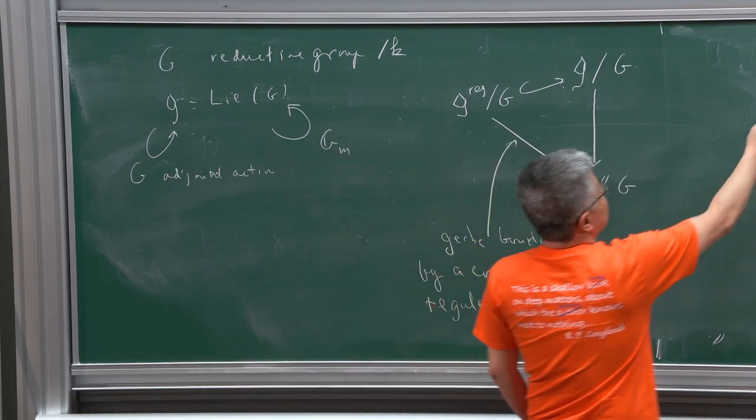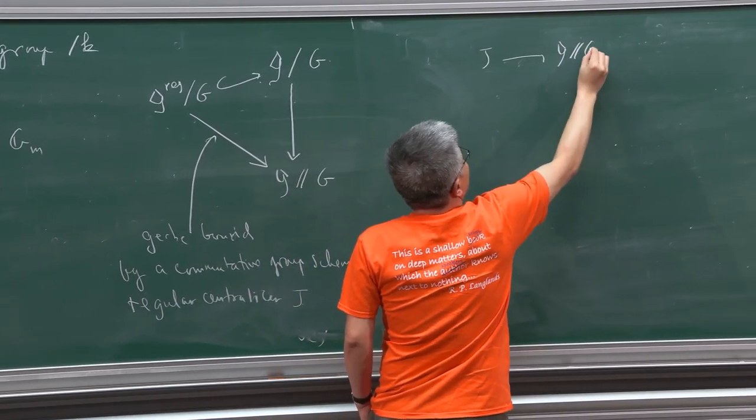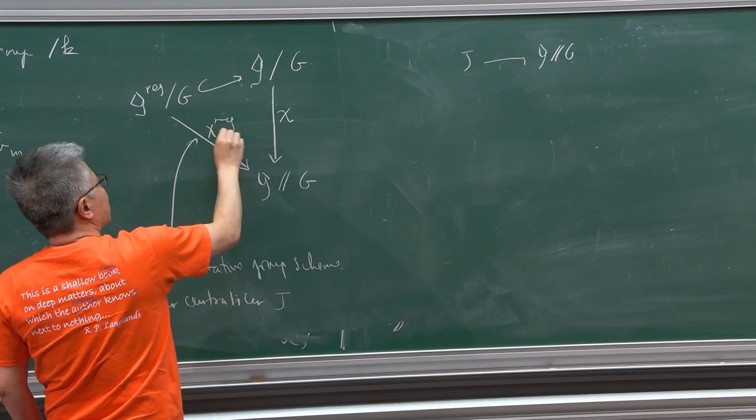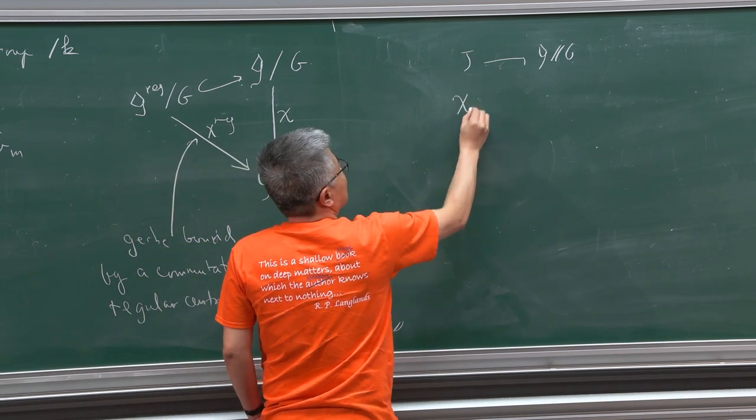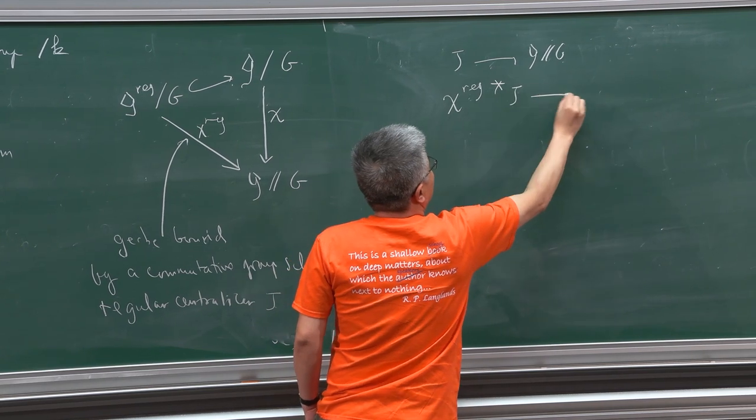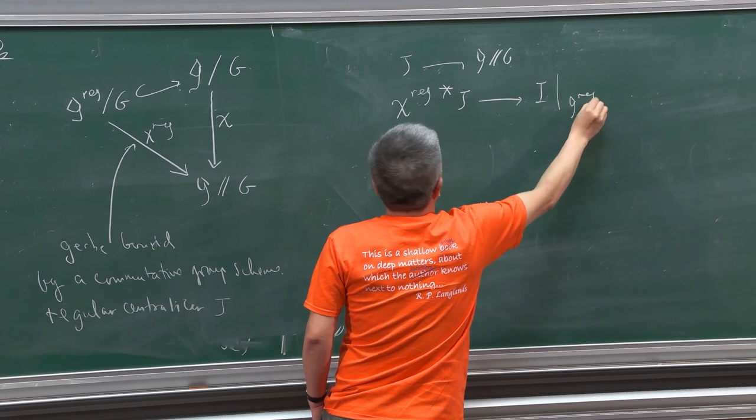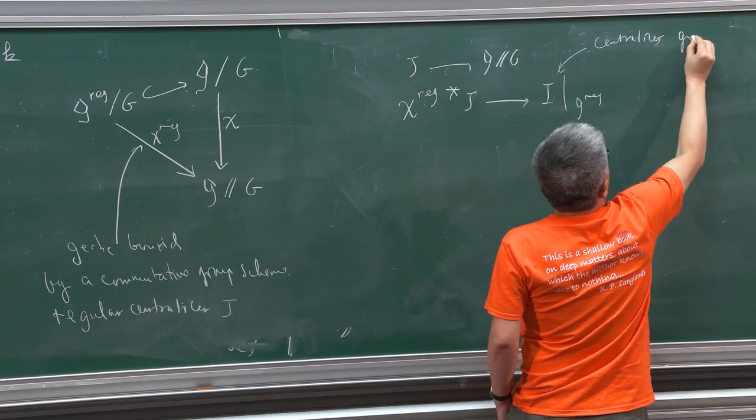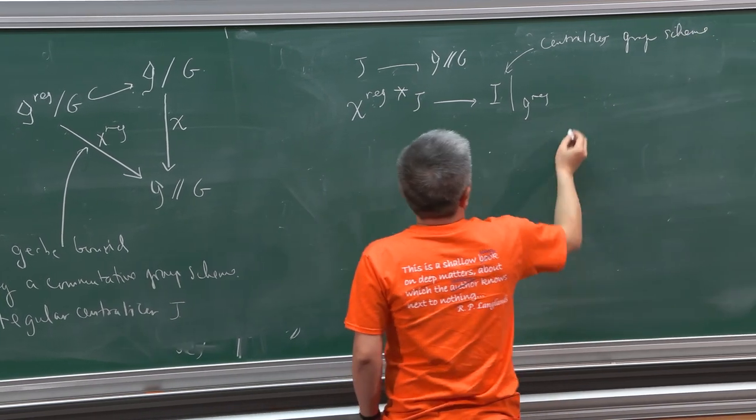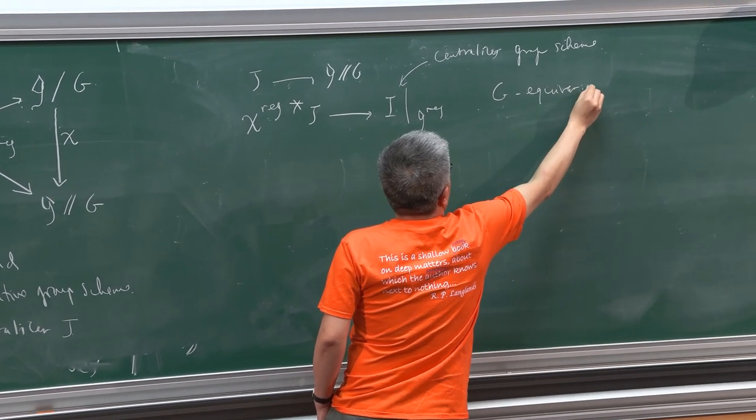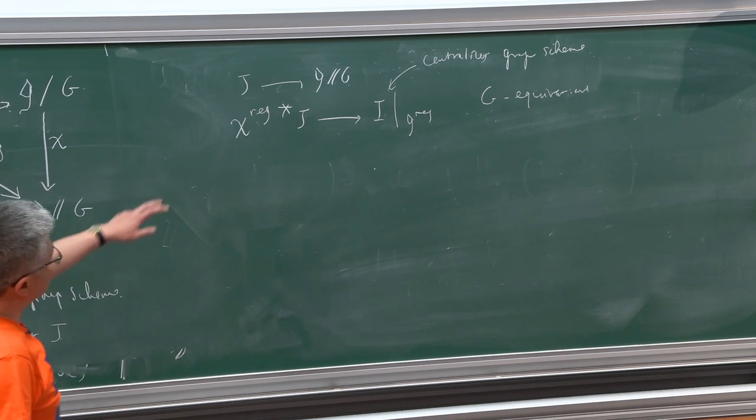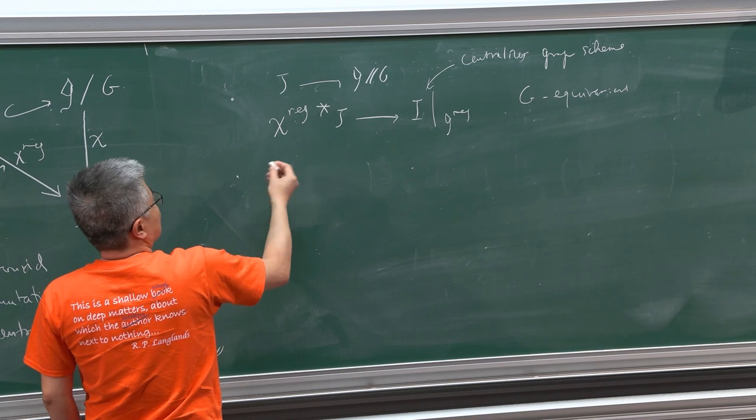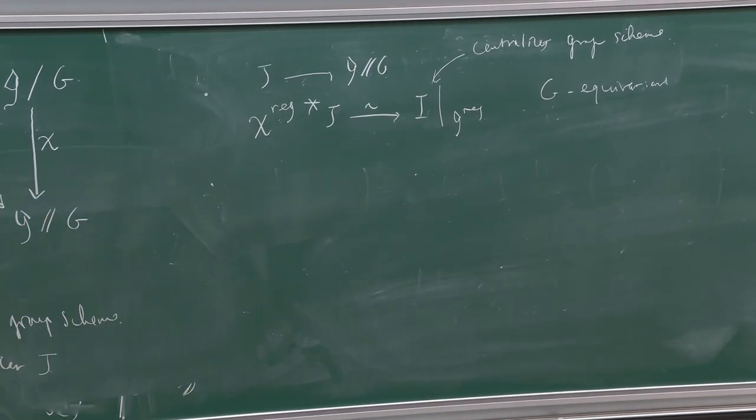So J is this smooth group scheme, which is characterized by the property that if chi is the characteristic polynomial map, and chi^reg is its restriction to the regular locus, then you have an isomorphism between J and I, restricted to g^reg. So I is the centralizer group scheme. Right, and this is G-equivariant. And it takes some descent work to prove that this thing exists, and it is unique with this datum. And moreover, the second statement is that these isomorphisms can be extended to homomorphisms from J to I.